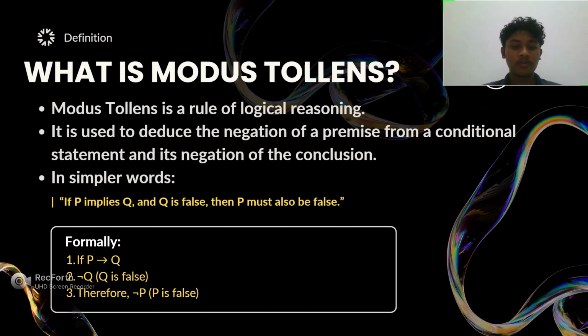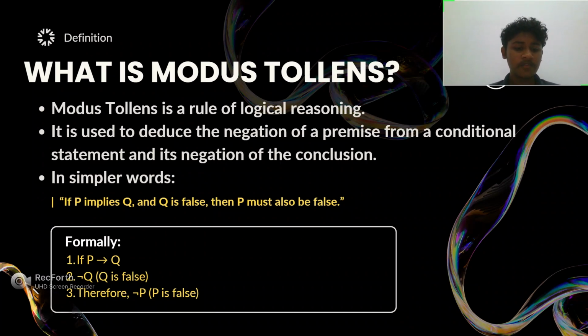Modus tollens is a rule of logical reasoning. It helps us to reject a statement when the result of that statement is not true. In simple words, it means if P implies Q and Q is false, then P must also be false.